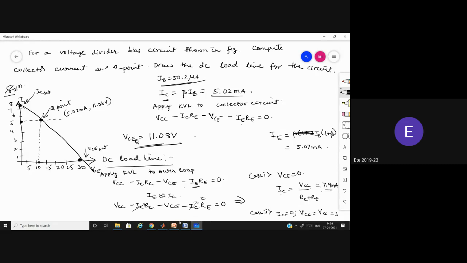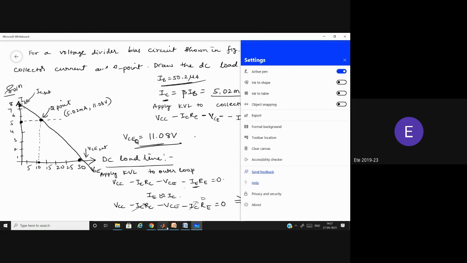There are 2 more twisted problems that we will do, and that will be part of biasing circuits. That will be the end of the biasing circuits. Then we can go for MOSFETs. Today we'll end here.